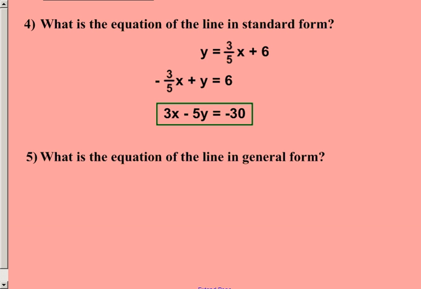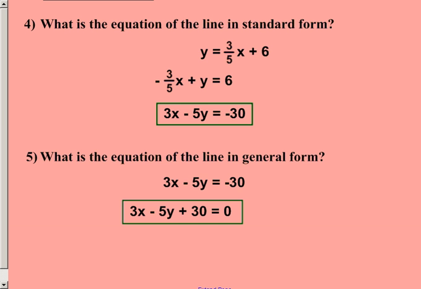What is the equation of the line in general form? Well, we had questions about this one in class as well. The only difference between standard form on number 4 and general form on number 5 is that in general form, everything is on one side of the equal sign. So the only thing left to do is take that negative 30 from the right side and move it over to the left, and there is your general form: 3x minus 5y plus 30 equals 0.